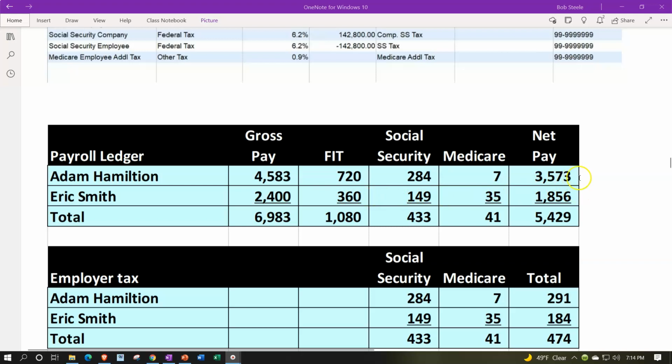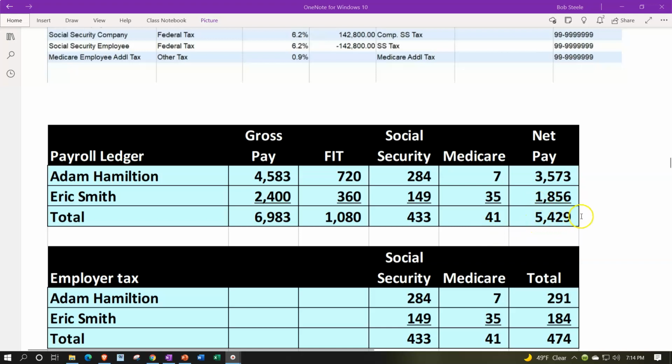Now note, you can think about these as two separate checks and enter them into the system, which you would have to do if you processed in the QuickBooks system as two separate checks. Or, from just the impact on the financial statements, you could think of the whole payroll, all your employees, as kind of one person, in which case you'd say the total was $6,983 for all of my employees as a unit. And then the FIT was taken out at $1,080. Social Security was taken out of their check, $433, Medicare $41.